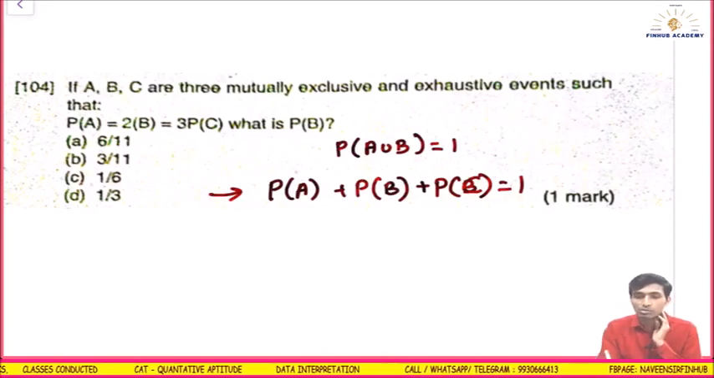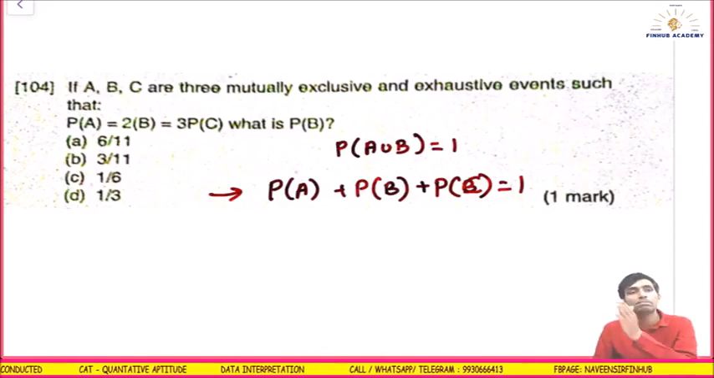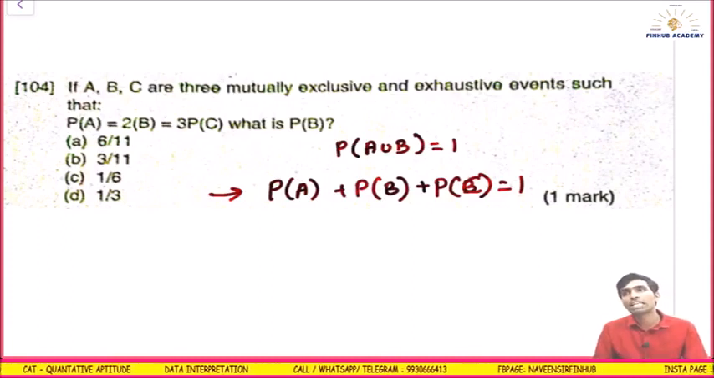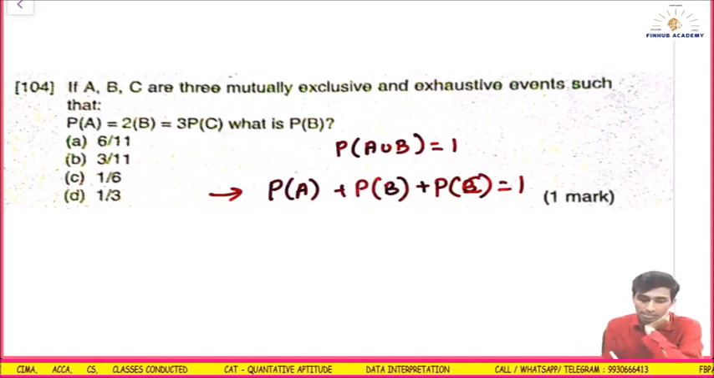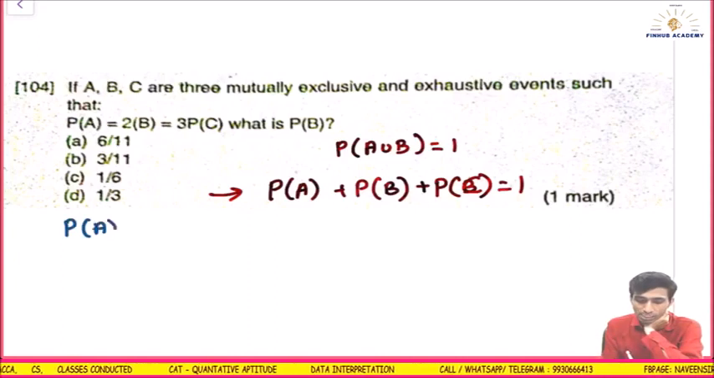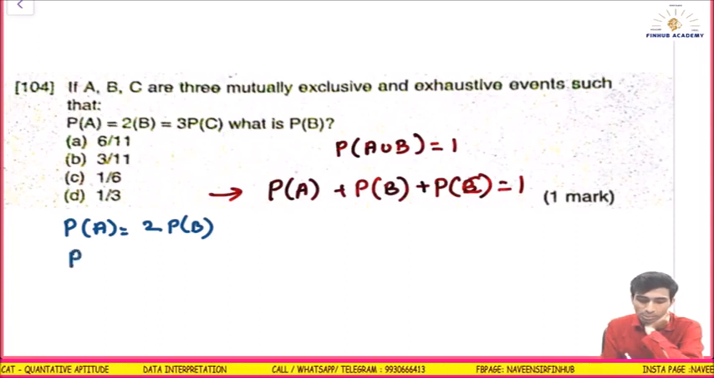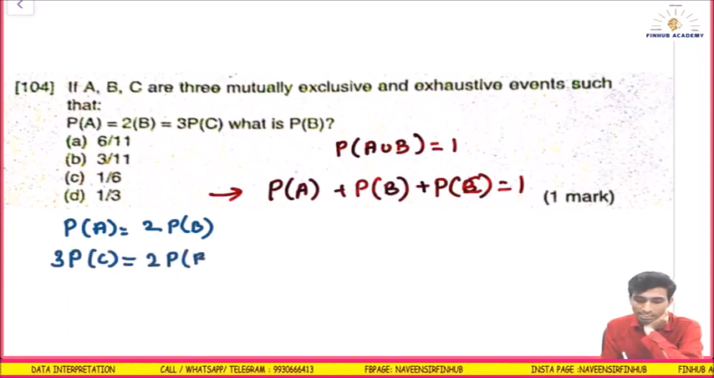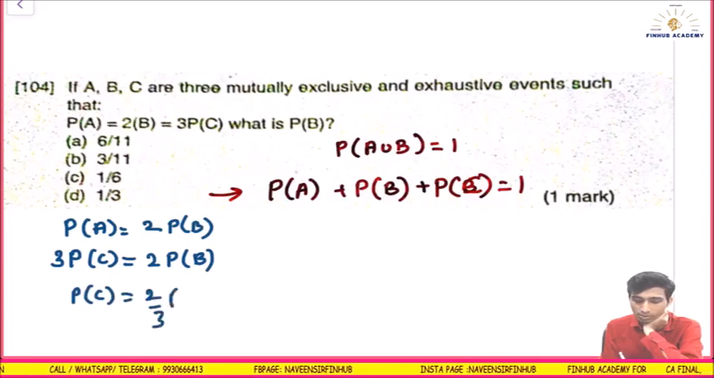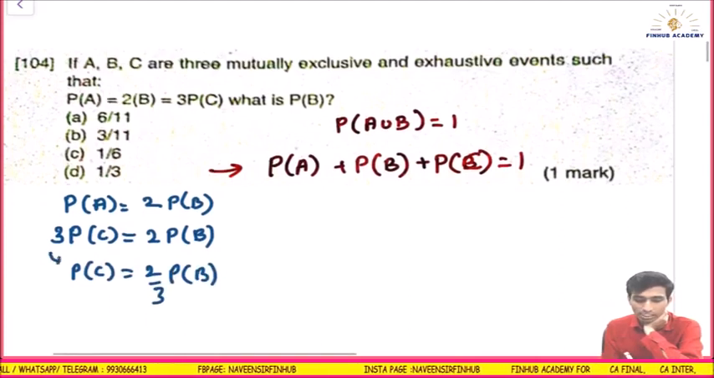0. So ultimately mutually exclusive means probability of A plus B plus C is equal to what? 1. So what can I write? I can substitute now. So how will I substitute? Probability of A is equal to twice probability of B. Probability of C can be substituted: thrice probability of C is equal to twice probability of B. This is the relation. So probability of C is equal to 2 by 3 probability of B. Correct? 3 I have taken on the other side.